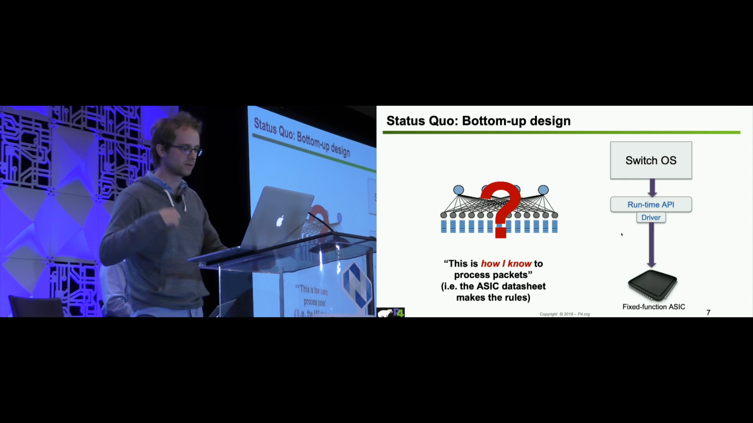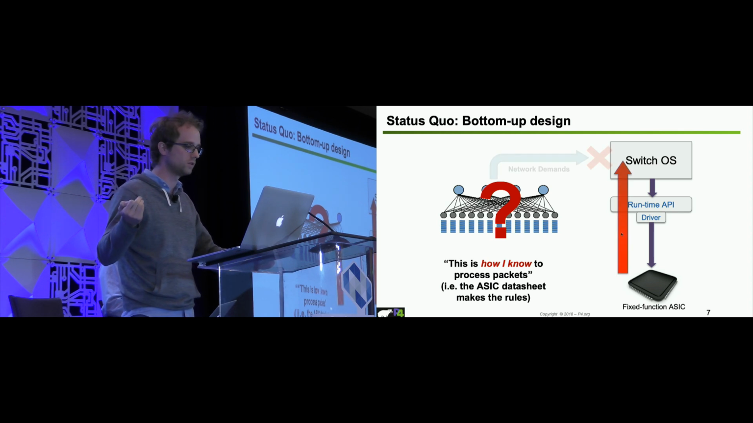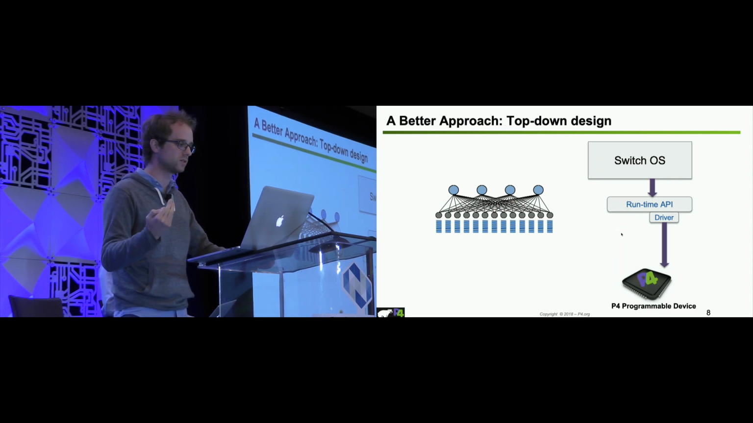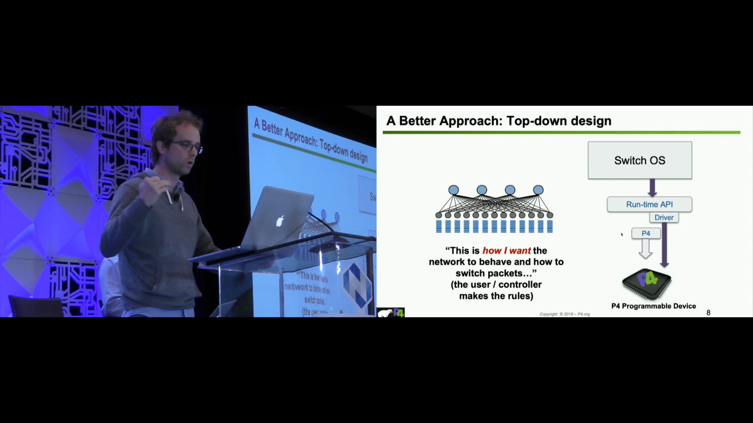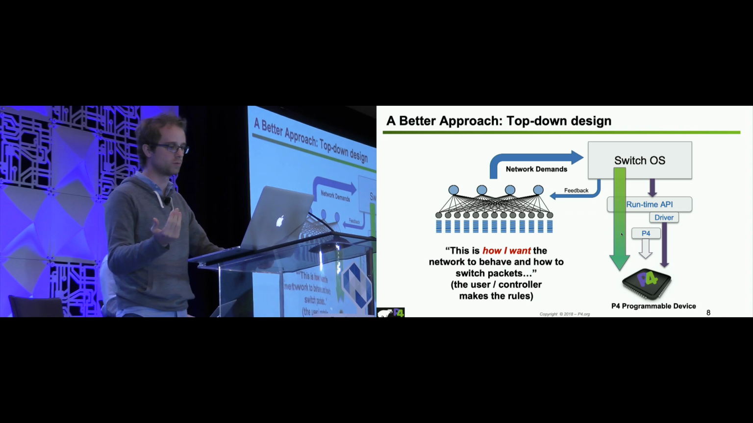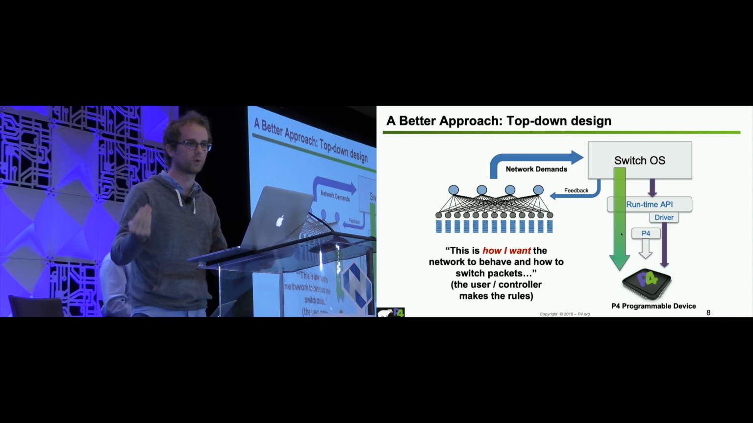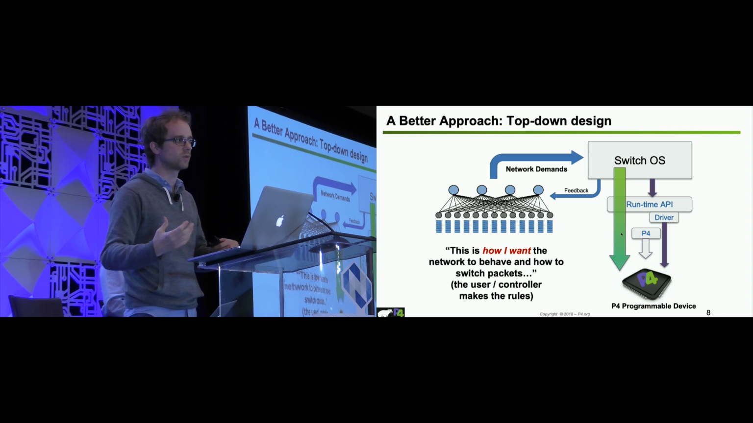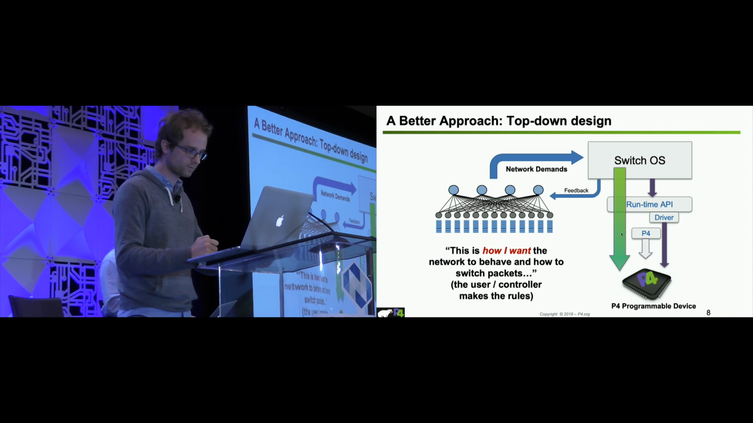So with P4, we're trying to change this philosophy from bottom-up design to top-down design. With top-down design, you decide how you want your network to process packets. And you're the one telling the network how to process packets. And how do you do that? Well, you get some hardware, which is P4 programmable, and then you write your own P4 program, which describes exactly how the hardware should process every packet. Once you write your P4 program, you give it to a P4 compiler, which is going to translate it to some representation that the hardware can understand.